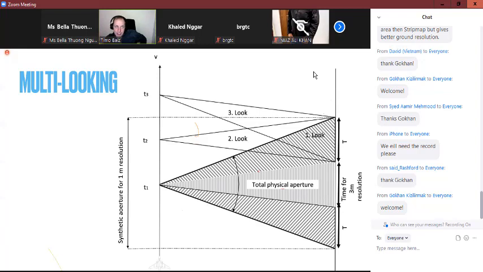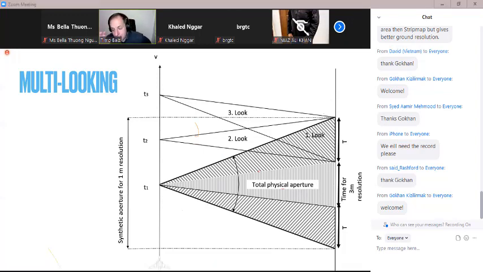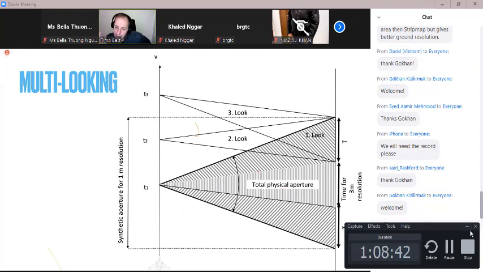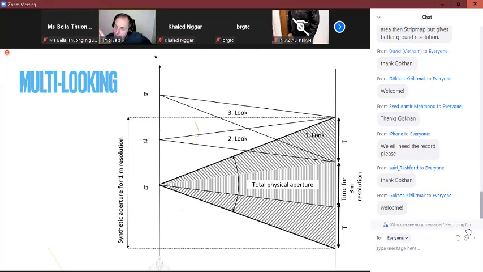We can achieve this smoother image by separating our antenna into separate looks, each look processing just a part of the synthetic antenna, giving one look with a lower resolution. For example, here we get 3 looks, each of them lower resolution, and then we can average between these 3 looks. That's how we achieve 3 independent measurements and then average over them. That's one way to do it.